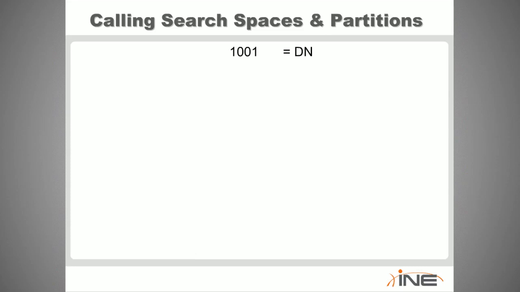Okay, so let's take a look at calling search spaces and partitions. I know some of these are basic concepts to some of you. However, I've also had a number of students throughout the years of teaching who just thought they understood calling search spaces and partitions, but didn't fully understand them. So I just want to draw an analogy here very quickly and make sure everyone's completely up to speed on it. So we've got a DN of 1001, a directory number.